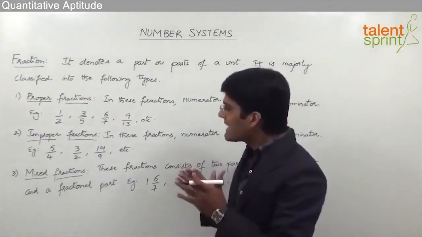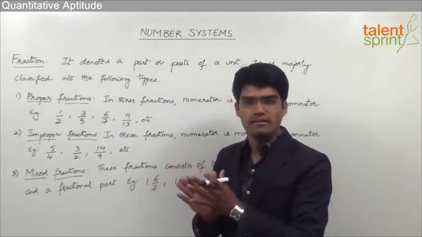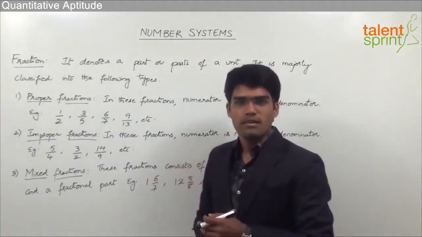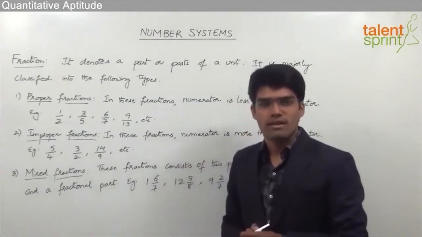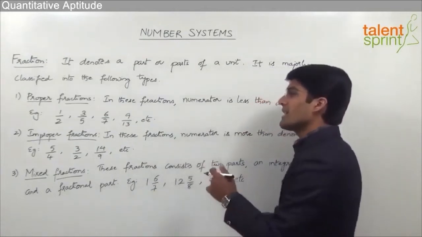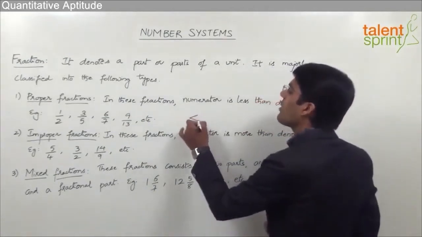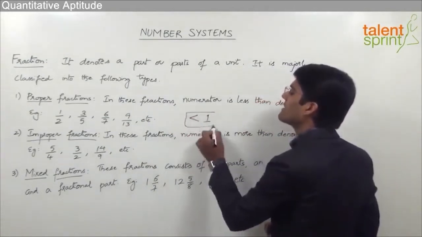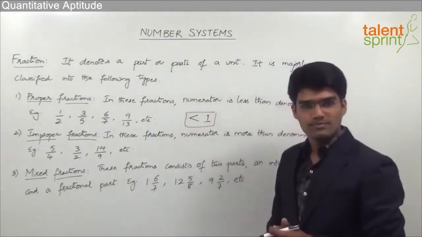Why? Because these are actually a part of 1, that is 1 unit. So these fractions are called proper fractions. And the other point that we can understand here is proper fractions are always less than 1. Why? Because these are a part of 1.